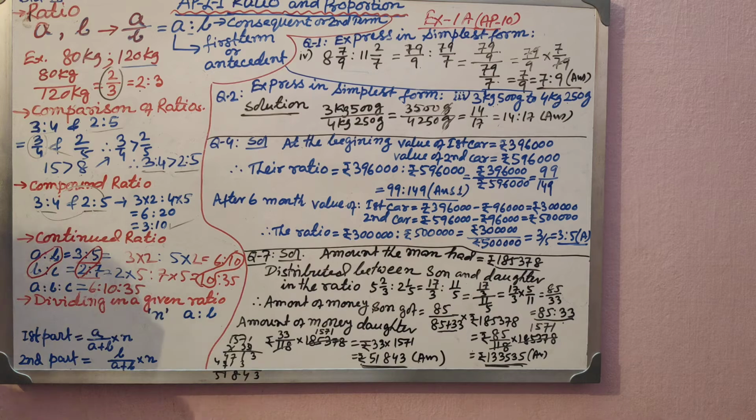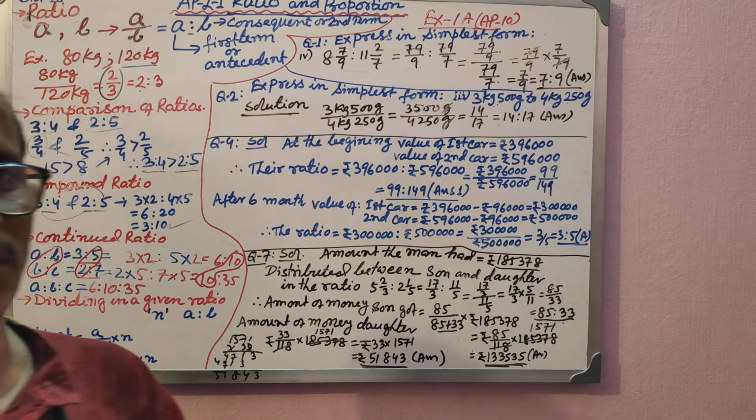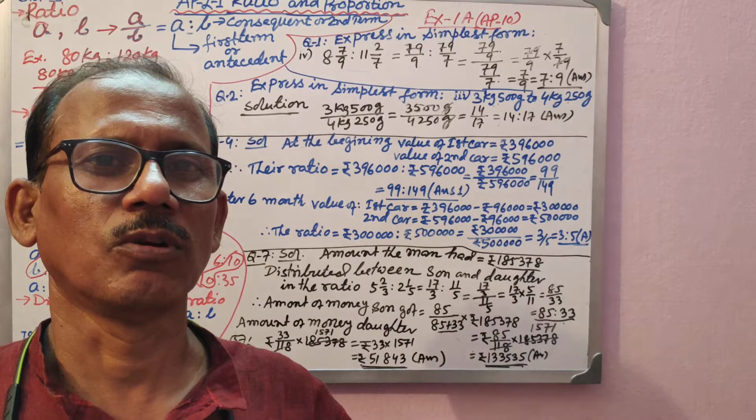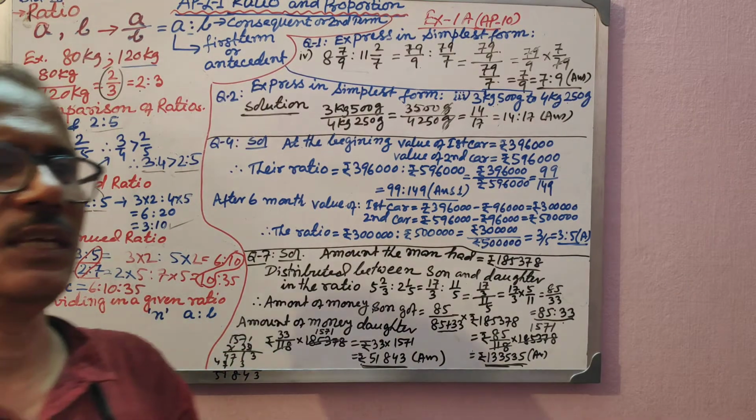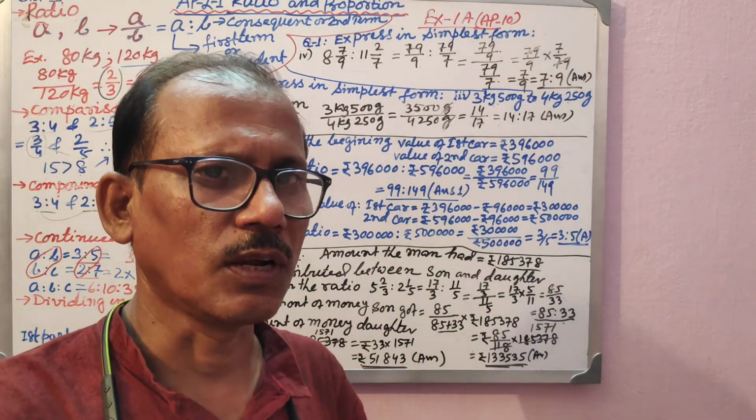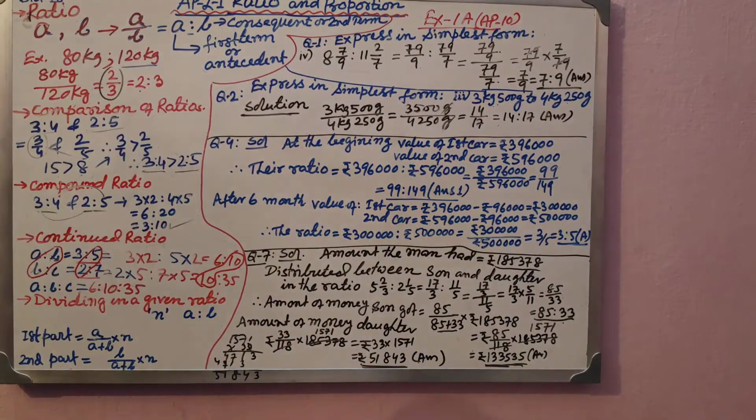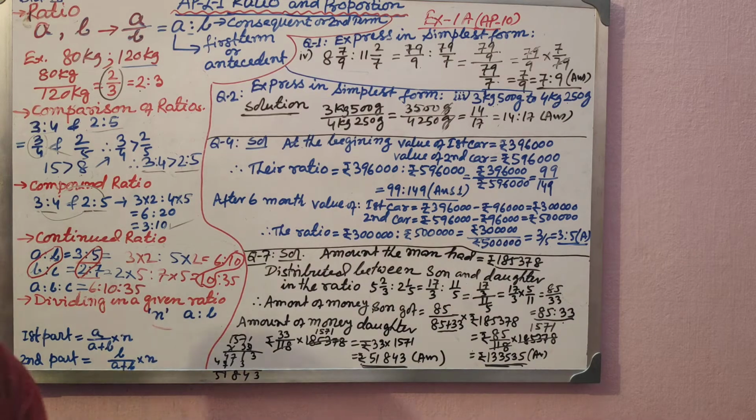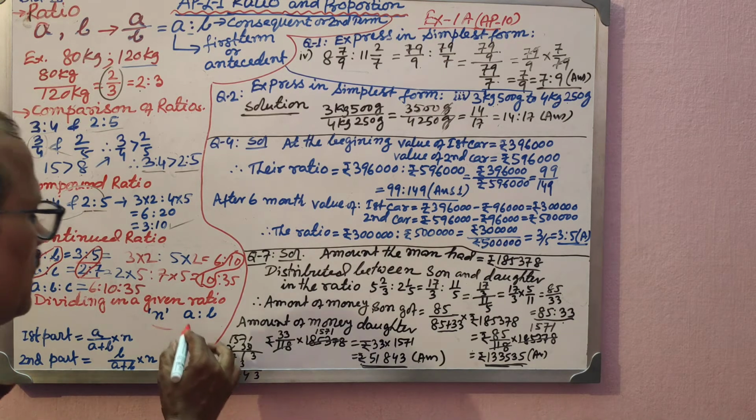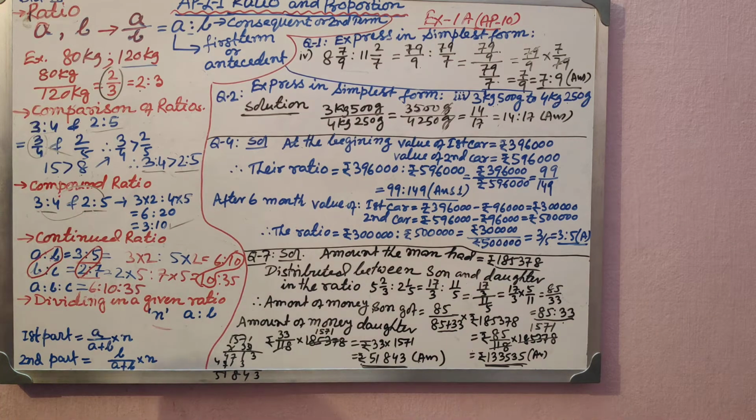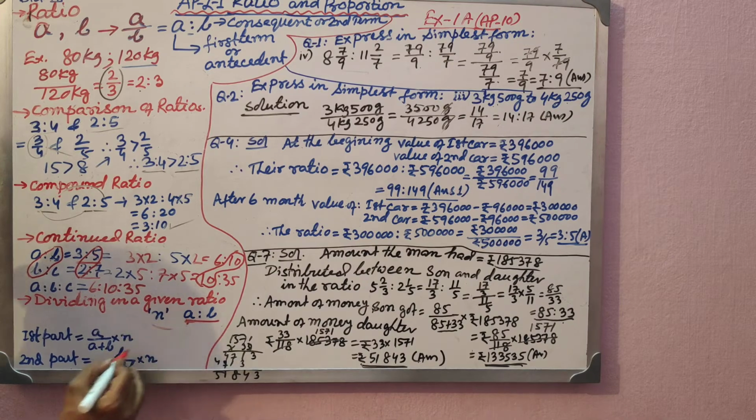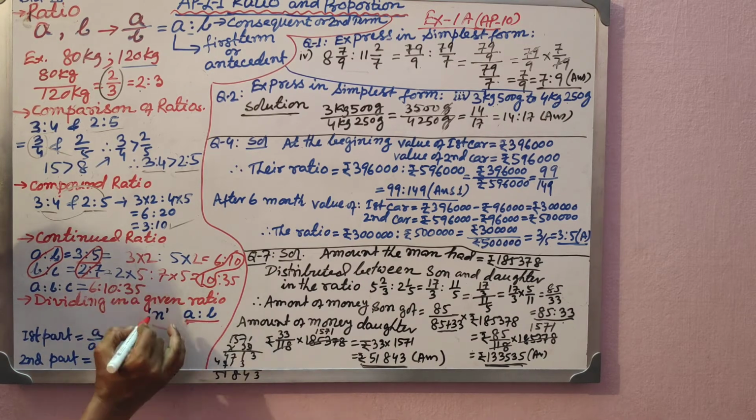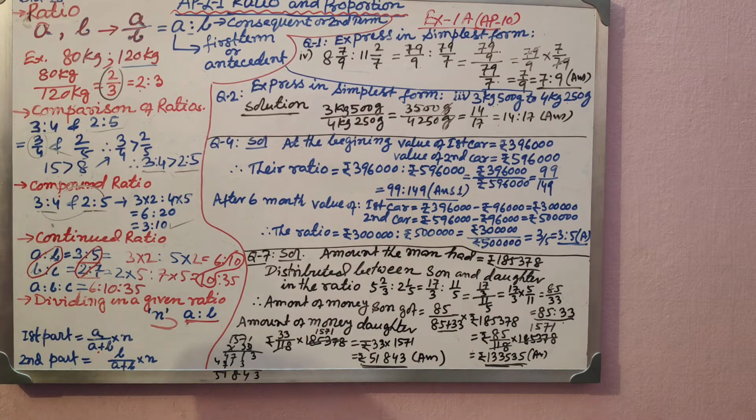Now moving on to dividing a given ratio. You have been given some money and have to distribute it in a ratio. How will you do it? It's very simple. Suppose the total quantity to be distributed is n, and the ratio you are giving to 2 persons is A is to B. Then the first person will get its own term divided by the sum of the ratio, into the total quantity.